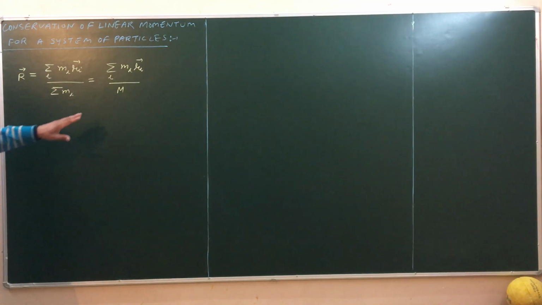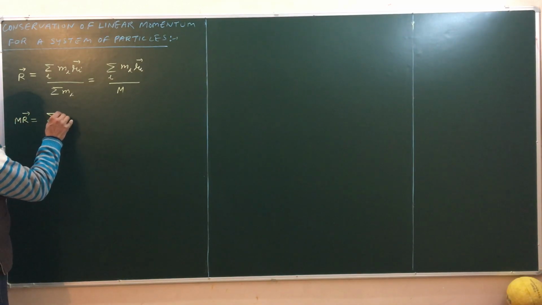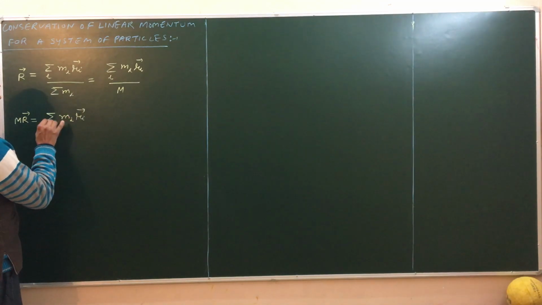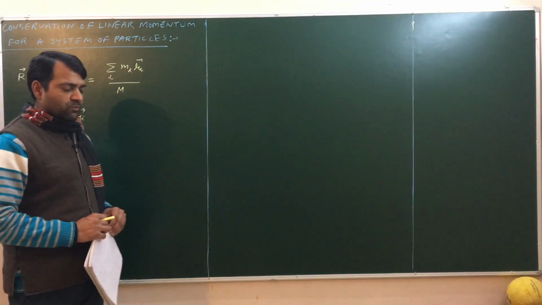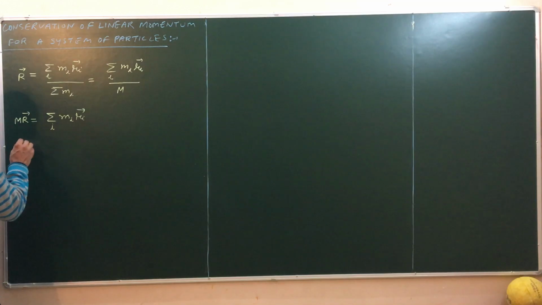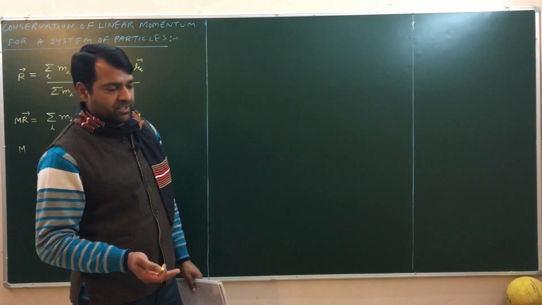Now dear student, take this M with this r, we will get M r vector equals sigma mi ri, summation over i. Dear students, differentiating both sides with respect to time t, we will get M, as was already stated in Newtonian mechanics, M is assumed to be constant.